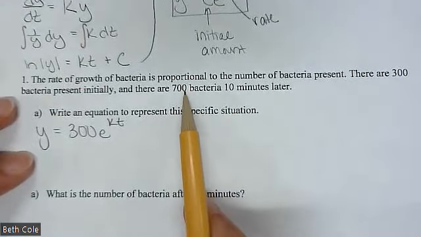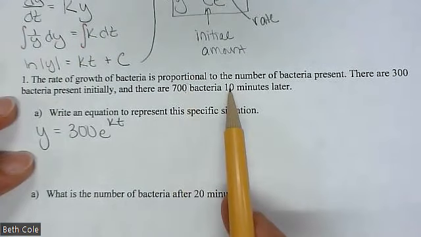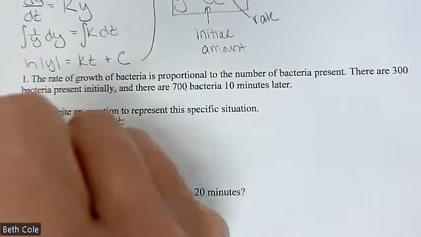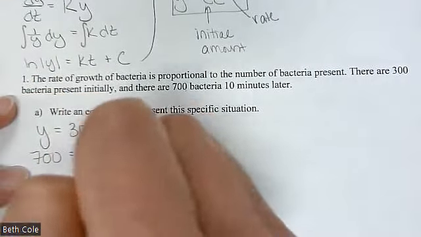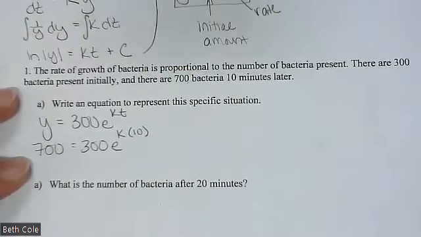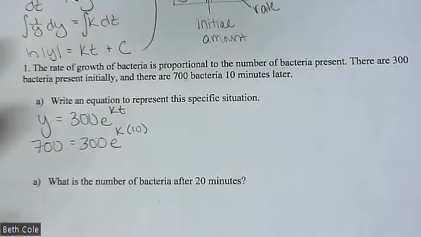And then it says there are 700 10 minutes later. So we're going to plug in 700 for the amount. So 700 goes in for y. And then 10 goes in for t, for time. And we're going to solve for what we're missing, which is what? What do we not have? Okay, you don't have the rate. So how would we start solving that?